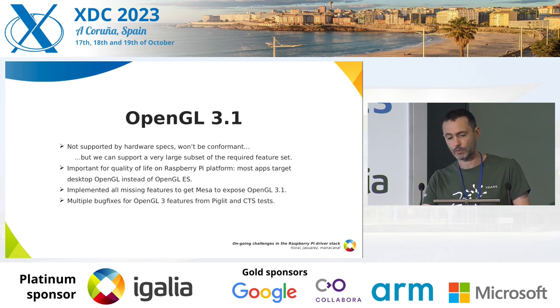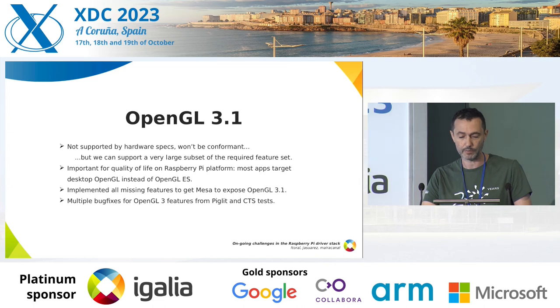It's important to expose OpenGL 3.1 instead of keeping 2.2. The main reason is that the Raspberry Pi device is intended to be used as a desktop host computer, and so most desktop apps are targeted at desktop OpenGL instead of OpenGL ES. And the thing is that we were already implementing a lot of the features required for OpenGL 3.1. So only a couple of them were missing, and it was a matter of time to implement them. So that made us decide to expose OpenGL 3.1 for Raspberry Pi 4. And, you know, when you expose a new version, there appear new tests, new failures.